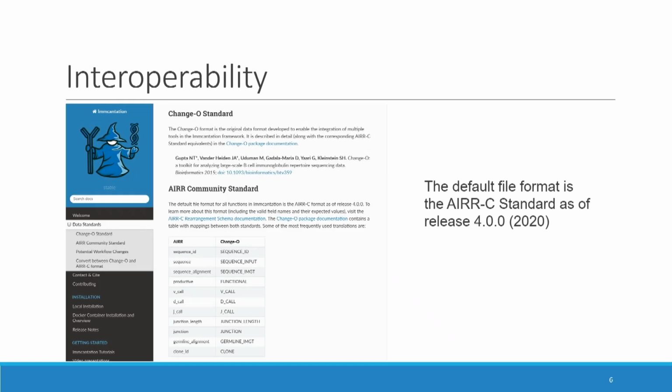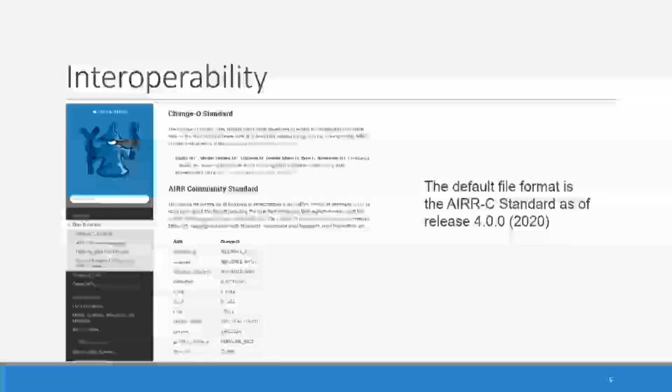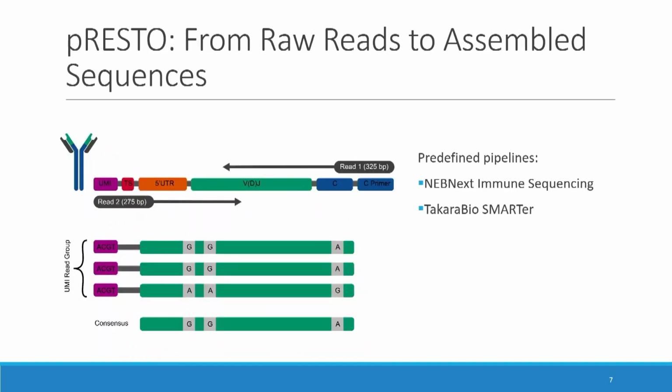As I mentioned, we are interoperable. The default file format in Immcantation has been the AIRR-seq standard as of release 4.0 in 2020. So this lets all of the tools talk together. Importantly, you don't have to fully use the Immcantation suite for every single step. Our goal, as part of the AIRR Community in developing these standards, is that if you have other tools that you want to use for part of it, the diversity analysis or any other aspect, you can plug and play Immcantation packages with other tools, and they should all be able to talk to each other through the AIRR Community standard.